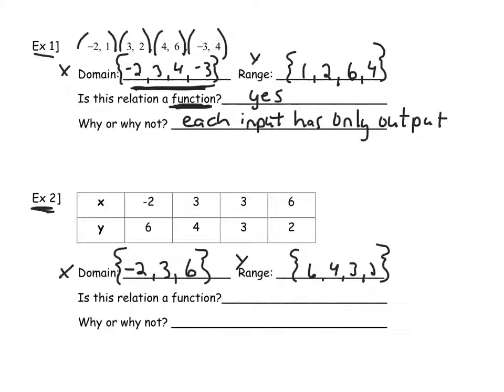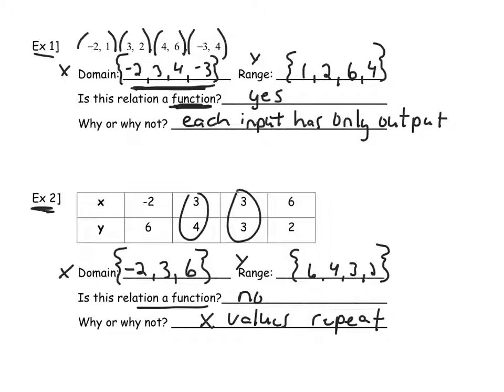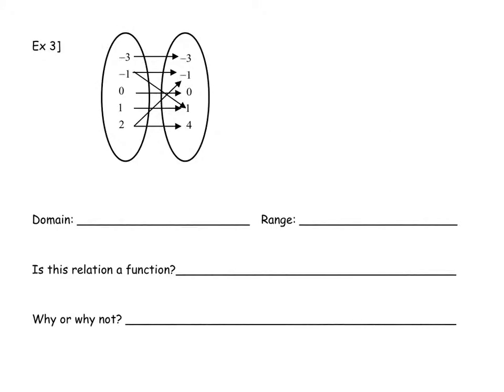Now it says, is this a function? And the answer would be no, it is not a function. Why or why not? Because the x values repeat. So we have an x, 3, and the x values cannot repeat, because 3 is matched with a 4 and 3 is matched with a 3. So the 3 has 2 different outputs. Okay, let's keep going.